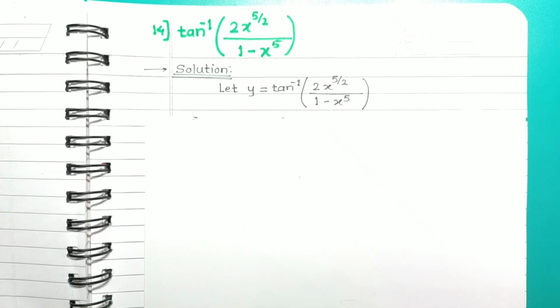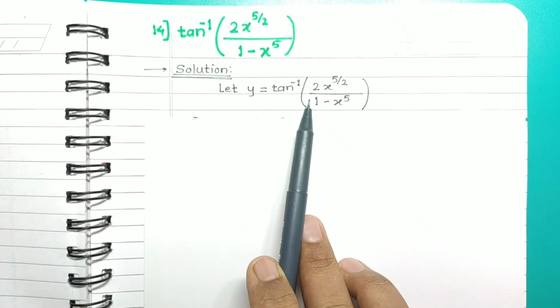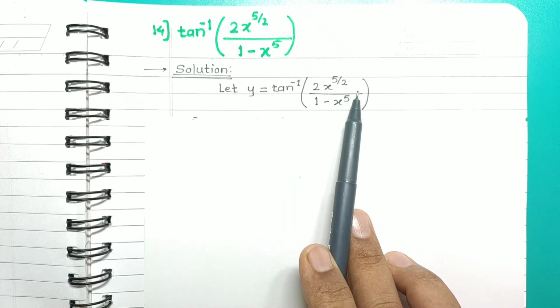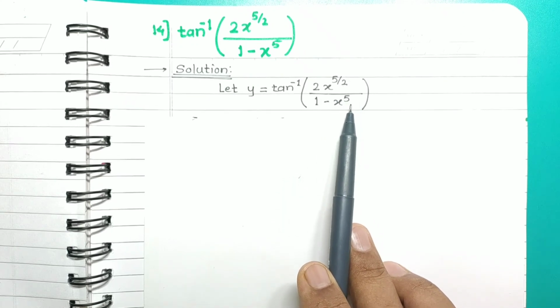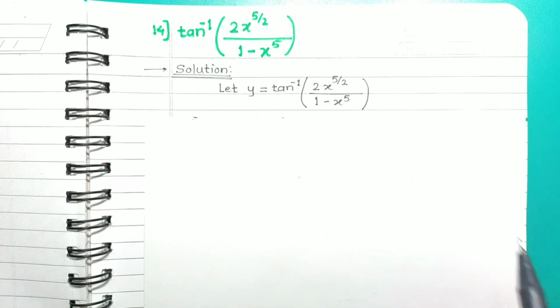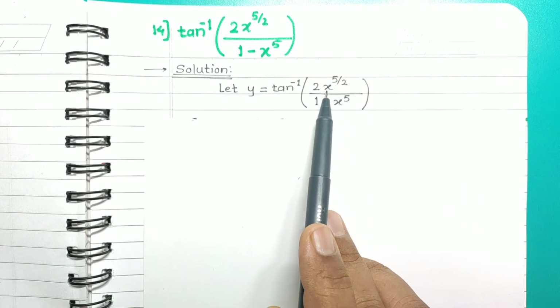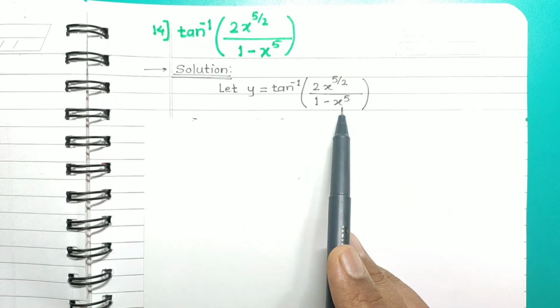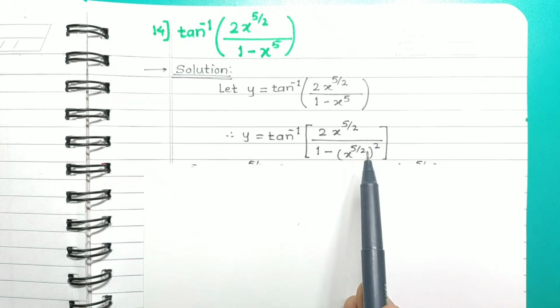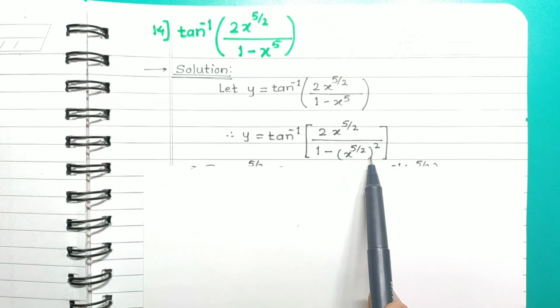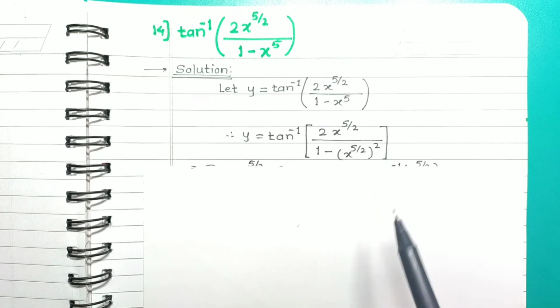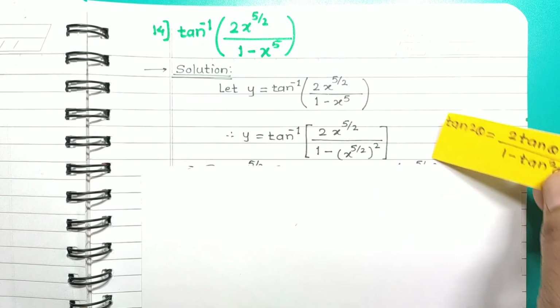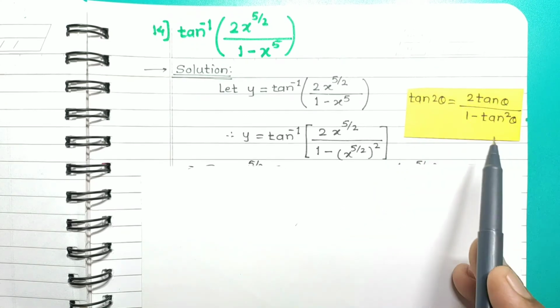Now this is the last example of this session. See, we have y is equal to tan inverse of 2 into x raised to 5 by 2 upon 1 minus x raised to 5. So here note that it is x raised to 5 by 2. So we can write this x raised to 5 as x raised to 5 by 2, bracket square. So these terms are like this trigonometric result.